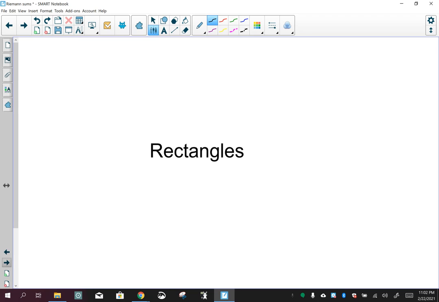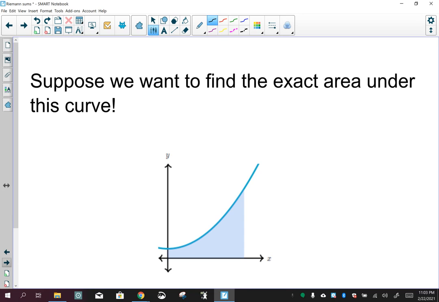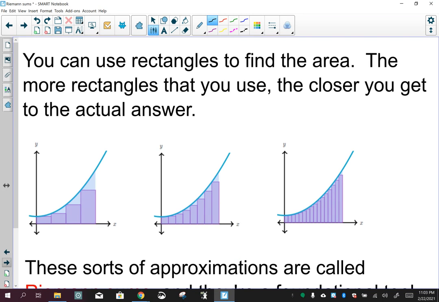So we're going to start with rectangles because that's the easiest, because everybody knows about rectangles. So we have this curve here. And our job is to be able to find the exact area under this curve. Well, in a few weeks, maybe not even that long, you'll actually be able to do that. But for right now, we're going to estimate the area under this curve. And we can do this by using rectangles. And the nice thing about rectangles is everybody knows how to find the area of a rectangle. Length times width, you're done.